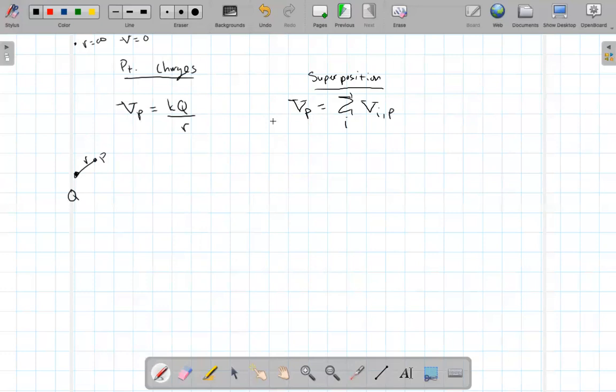Going back to what we did before, the work to assemble a charge configuration is equal to negative the change of potential energy. This is equal to the work done by the electric field, which is equal to negative the charge times the change in potential. Here, this is just the final potential minus the initial potential.